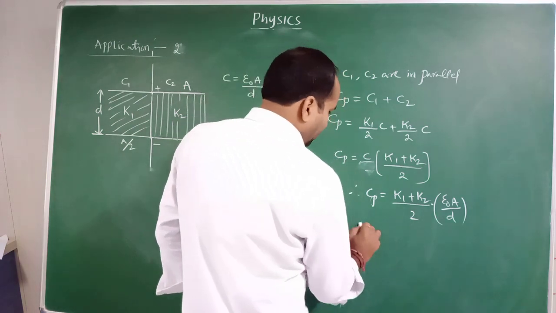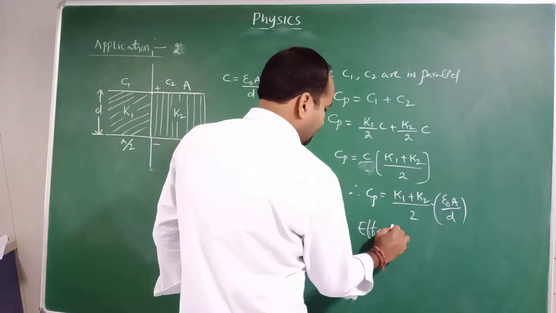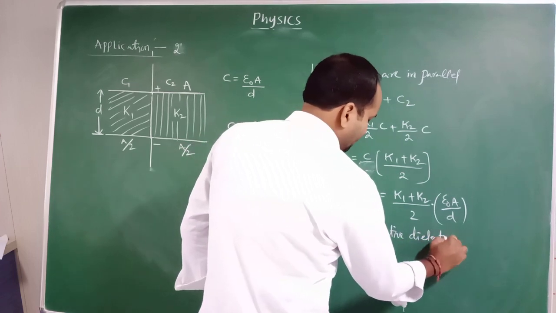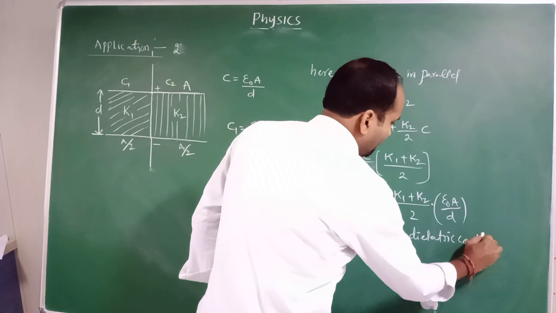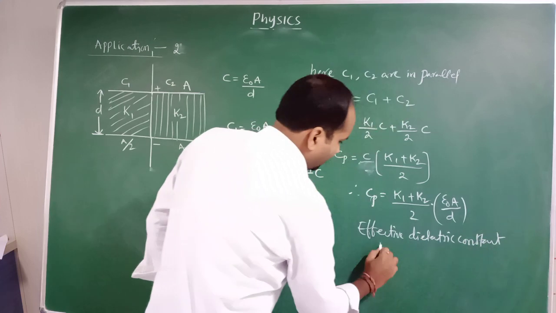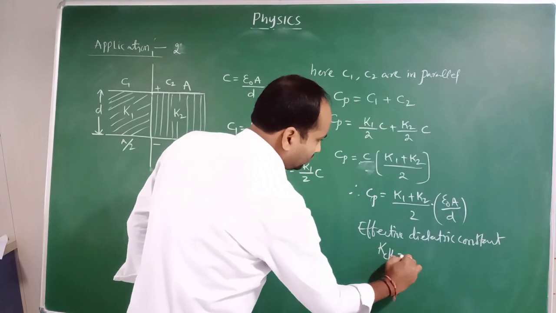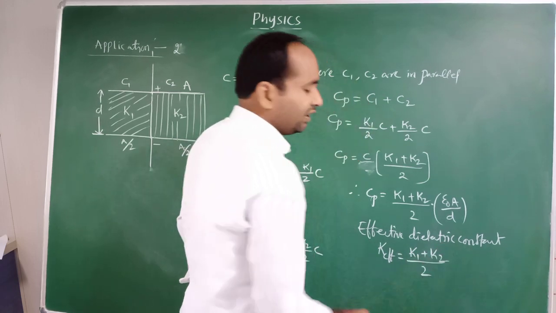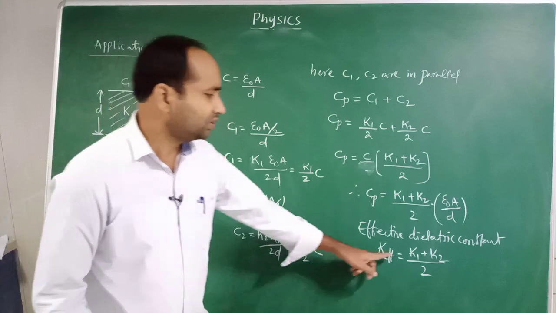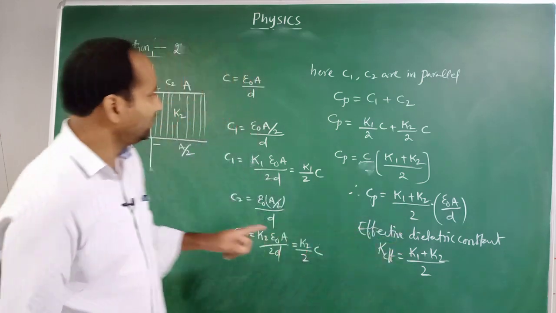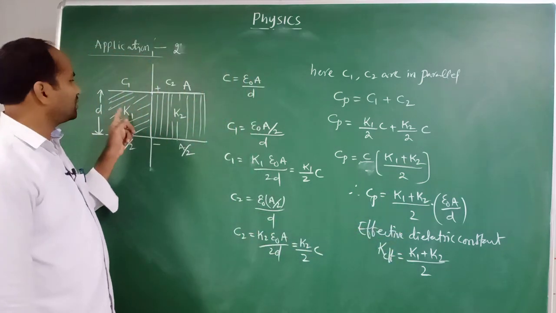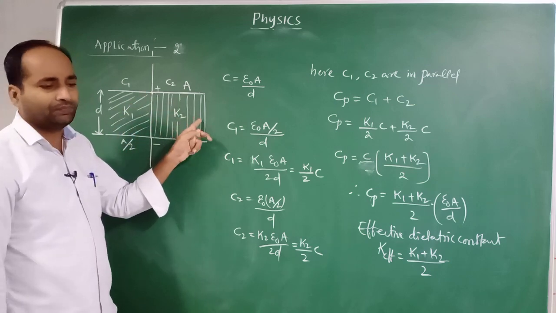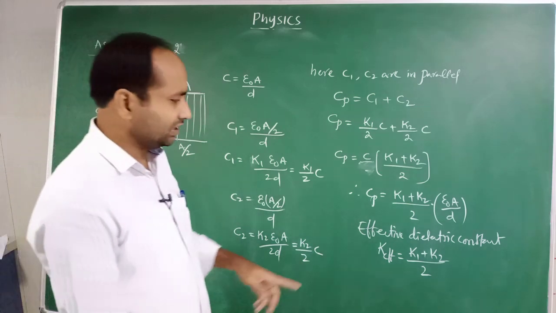Now the effective dielectric constant. K effective is equal to K1 plus K2 by 2. This is the effective dielectric constant when two dielectric slabs of K1, K2 are inserted between the plates as shown in the figure. So problems may be asked like this.